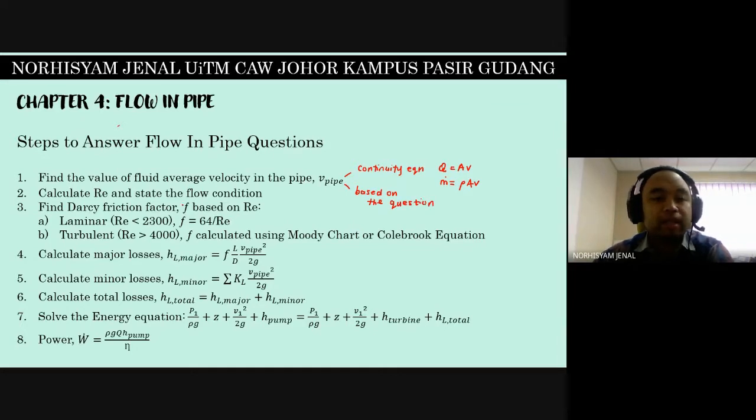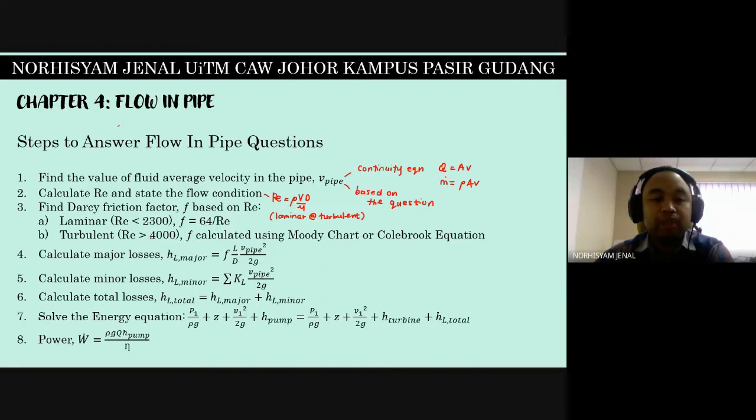Right? And then calculate RE and state the flow condition. So RE here should be based on the equation rho V D over mu, and make sure you state whether the RE is laminar or turbulent. This is a very important step because comparing between laminar and turbulent, you'll have two different Darcy friction factor. If the Darcy friction factor is based on RE laminar, which is RE below 2300, the Darcy friction factor will be 64 over RE, so you don't have to use any Moody chart.